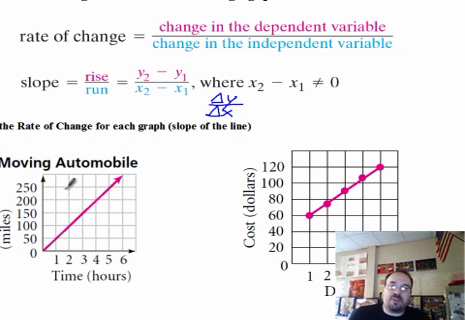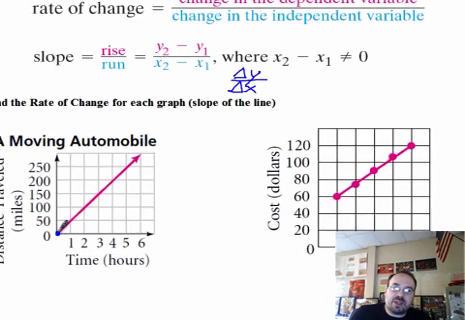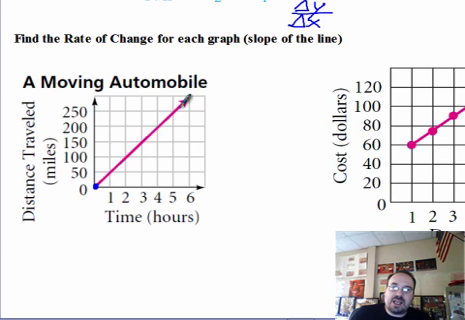Okay, so let's look at the first problem here. We want to find the rate of change. So I need to pick 2 points on this line that I can read easily. So I'm just going to pick this point, and I'm going to pick this point. Okay, and the first thing I'm going to do is label them. So this point has coordinates 0, 0, and this one has coordinates 6 in the x direction. And it looks like we're going by 50s here, so this would be 300 in the y direction.